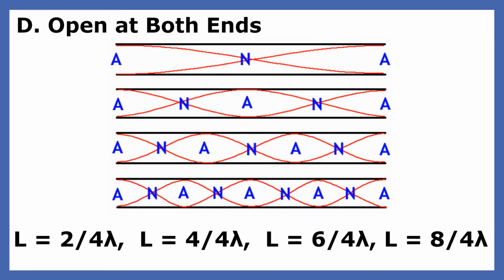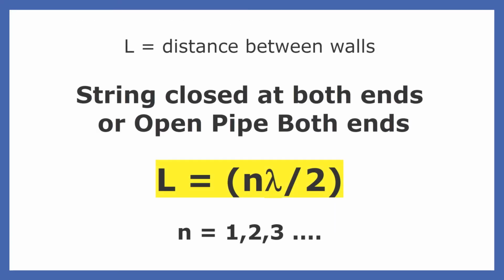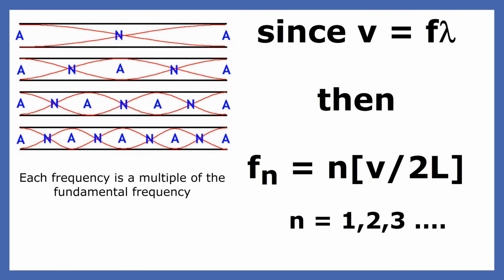Each harmonic is a whole number multiple of the fundamental. The only standing wave that has frequencies that are not a whole number multiple of the fundamental is one that is open at one end. Every standing wavelength is always a whole number multiple of a half a wavelength. We can use the velocity formula to create an equation for frequency.